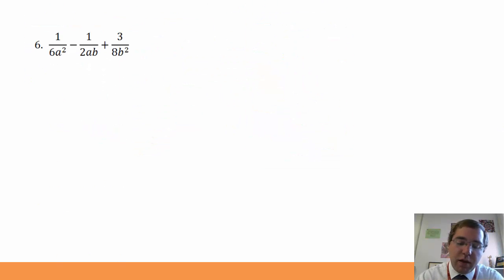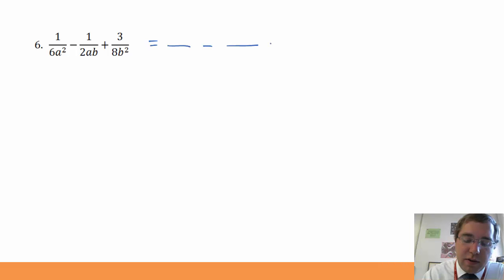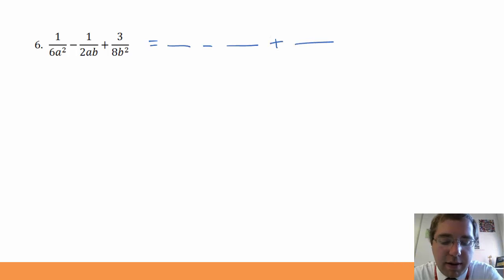Next problem. 1 over 6a squared minus 1 over 2ab plus 3 over 8b squared. But we need a common denominator. So, what's that common denominator going to be? Well, it's going to be the least common multiple of the three denominators that we have. And this is why we've done these common multiples now. So what's the least common multiple of 6, 2, and 8? What's the smallest number that all three of those numbers go into? 24.